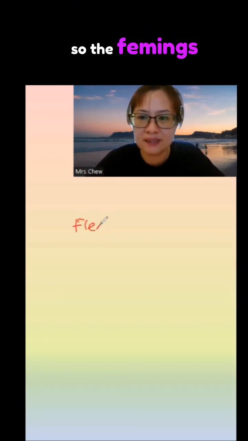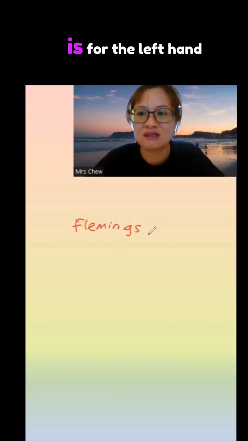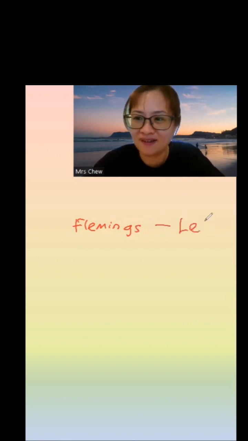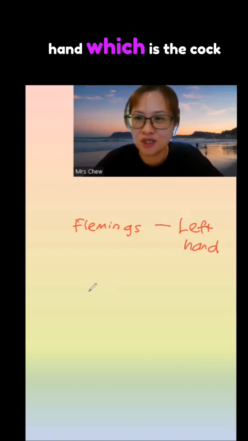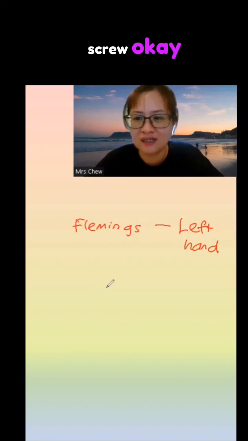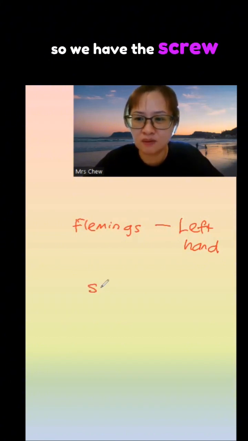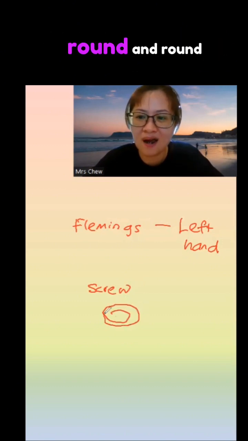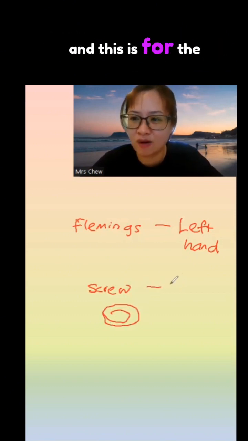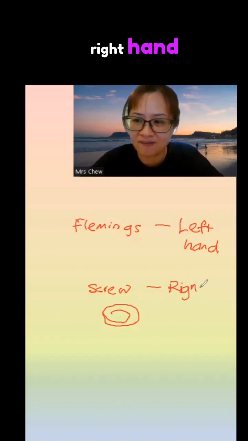So Fleming's is for the left hand, and we have the right hand, which is the corkscrew rule. Okay, so we have the screw. Do remember the screw goes round, and this is for the right hand.